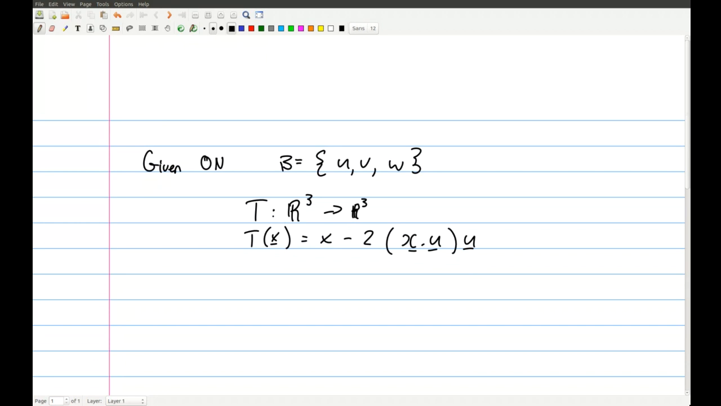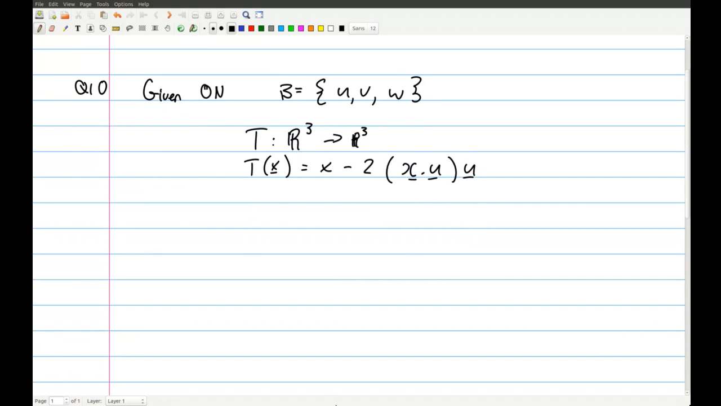Yeah, question. This is question 10. I'm specifically doing C and D. But what I'm going to do first is draw what's happening here. First thing I'm going to do is draw what's happening here. I have an orthonormal basis, and I'm going to draw my orthonormal basis.